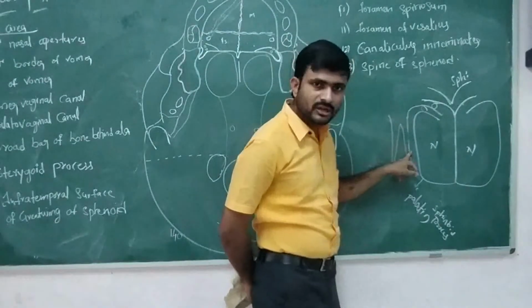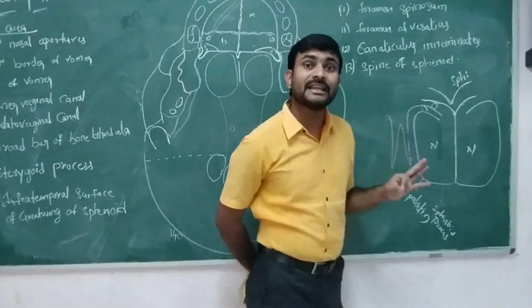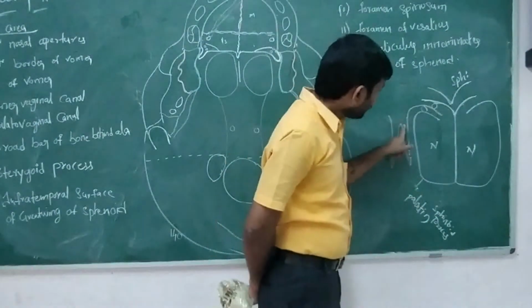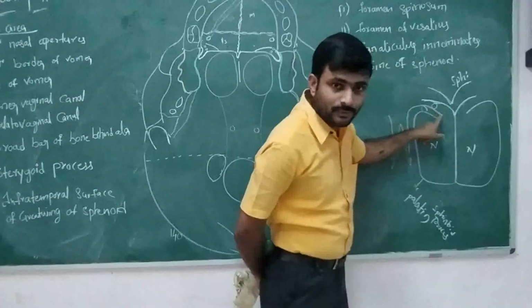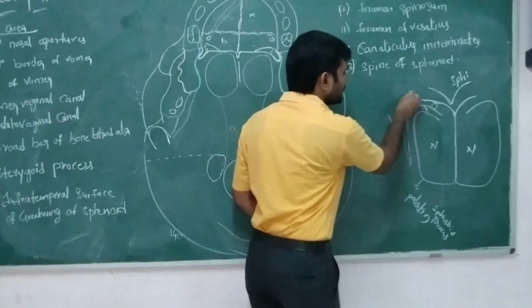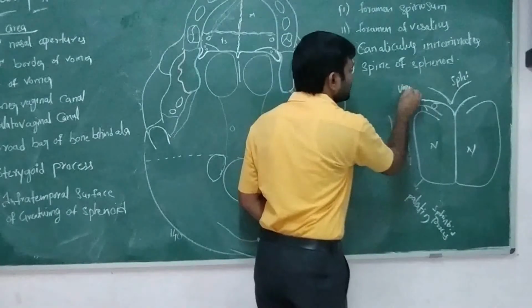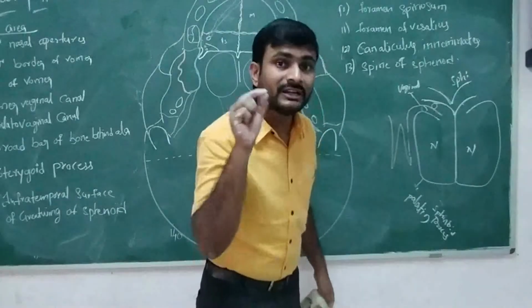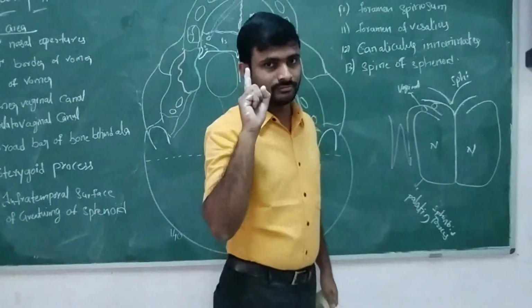And here two orange colors are there. These are called pterygoid plates. The pterygoid plate again forms one process. This process is called the vaginal process, the vaginal process of the pterygoid bone.